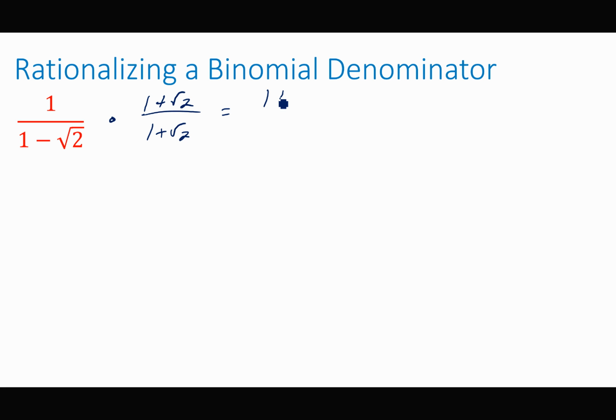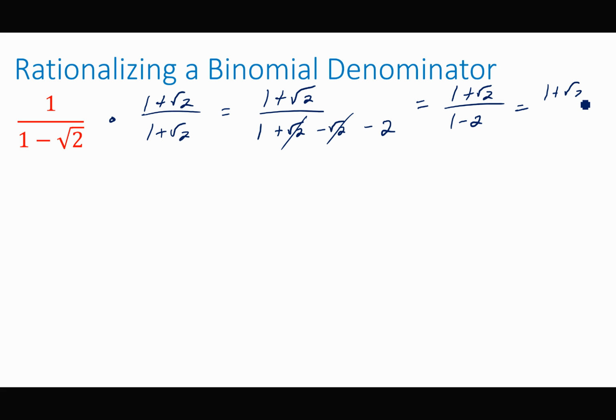All right, so we end up with 1 plus root 2 on top. In the bottom, we would have 1 times 1, which is 1, plus root 2 minus root 2, minus square root of 2 squared, which would just be 2. Those go away. So all I have is 1 plus square root of 2 all over 1 minus 2, which is really 1 plus square root of 2 all over negative 1.